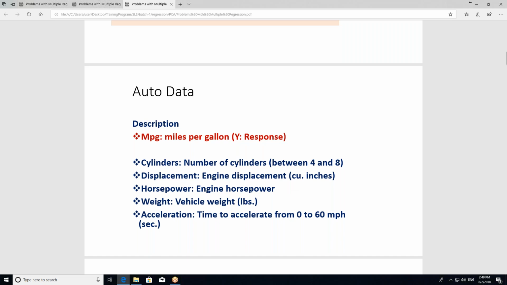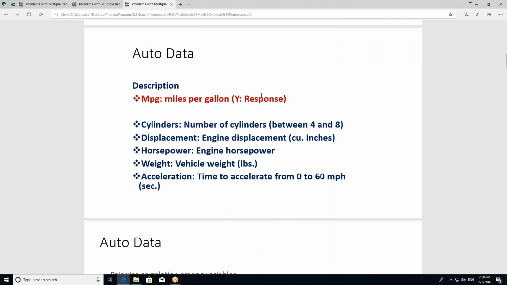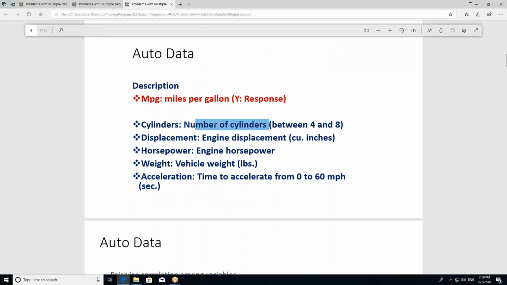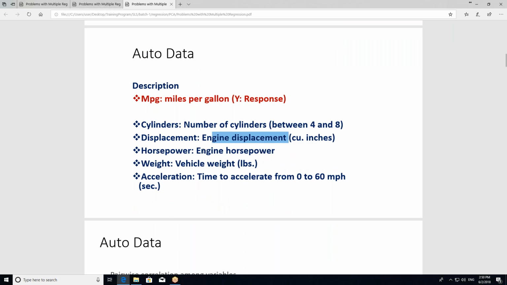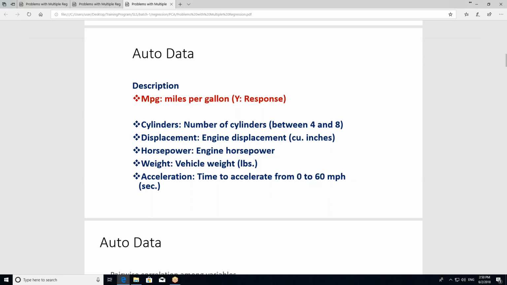These are the variables. My response variable, MPG, is a continuous variable. This one is categorical, this is continuous, this is also continuous, and this is also continuous. All my x variables are continuous and the y variable is continuous. Simply, I can go back and try to build a regression model.